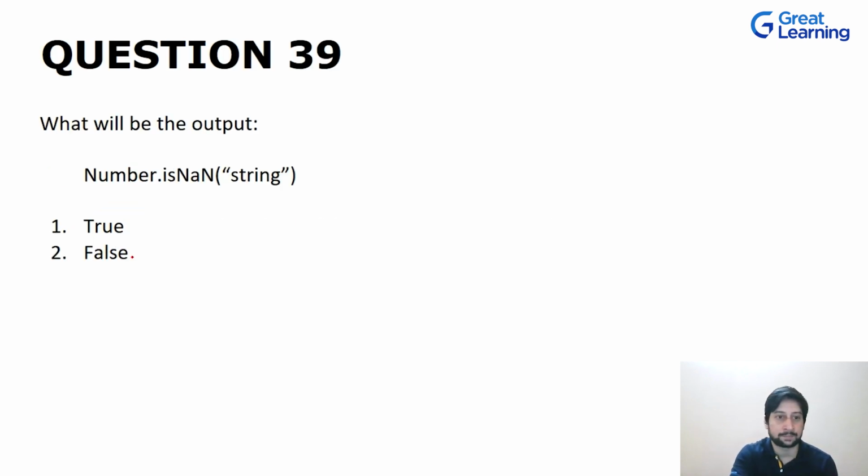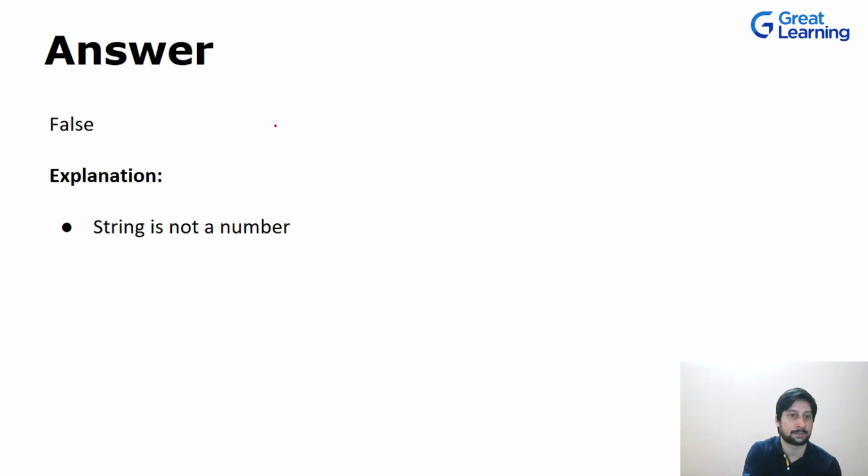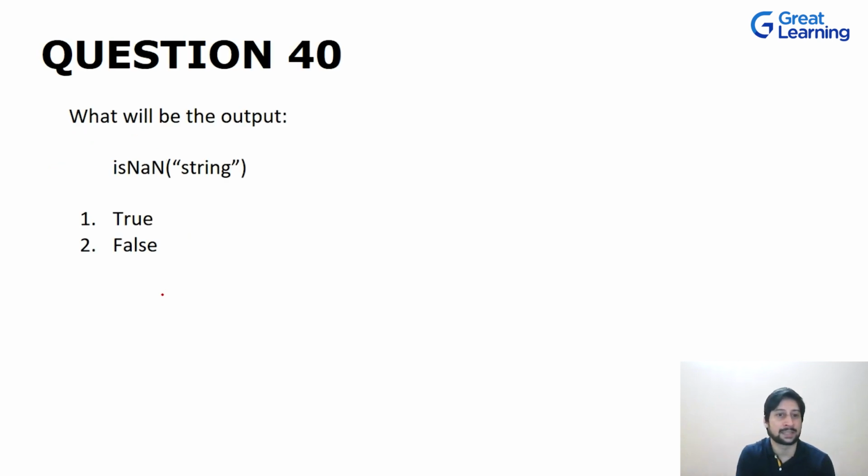Okay, now what will be the output in this case? Obviously, since we are passing a string, this is a not a number situation, so we will get the output as false, right? String is not a number, correct? Now what about this case? In this case, we are not using the Number class along with isNaN, so it just checks if the parameter passed is a not a number.